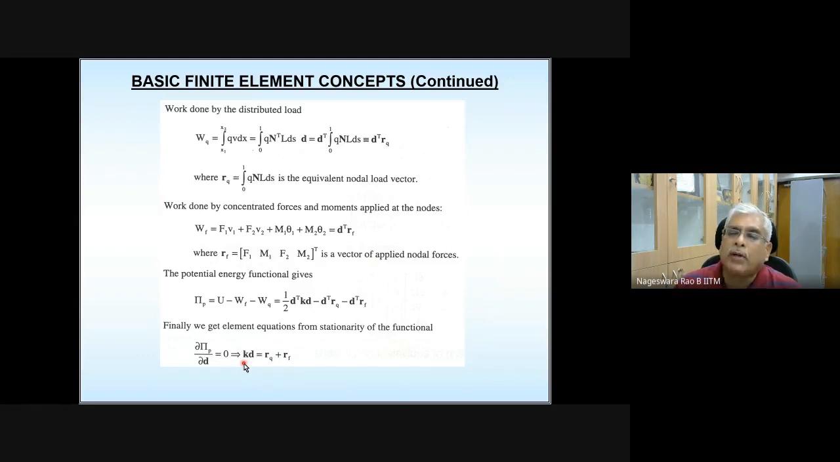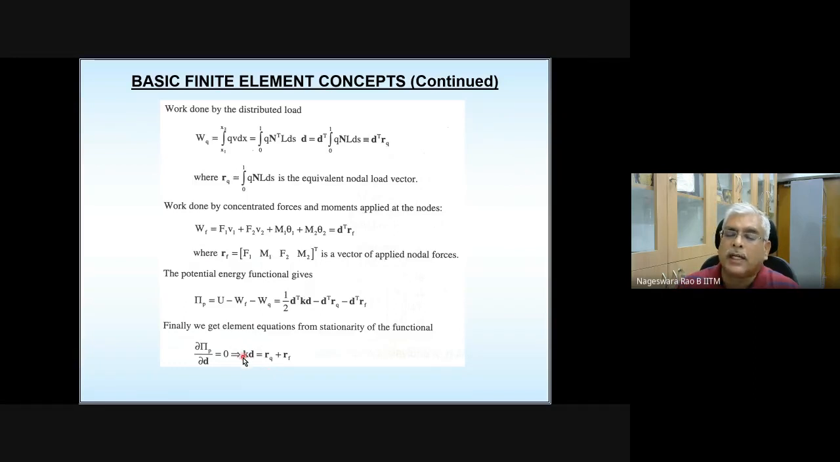Anyway, the point I want to make is that this element equation system should be in accordance with what you learned in your structural analysis. If it is not, then there is a problem either with whatever you learned in structural analysis or whatever you are learning here. So let's see that.